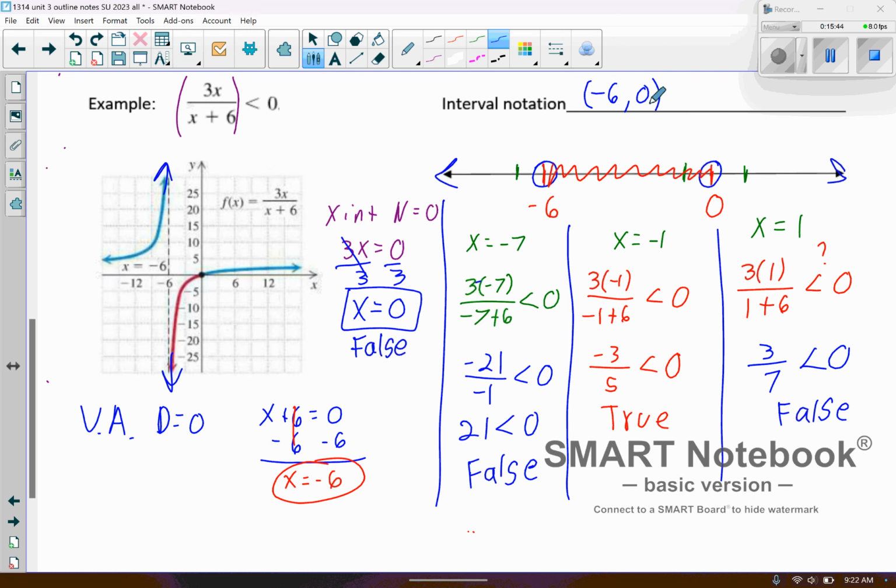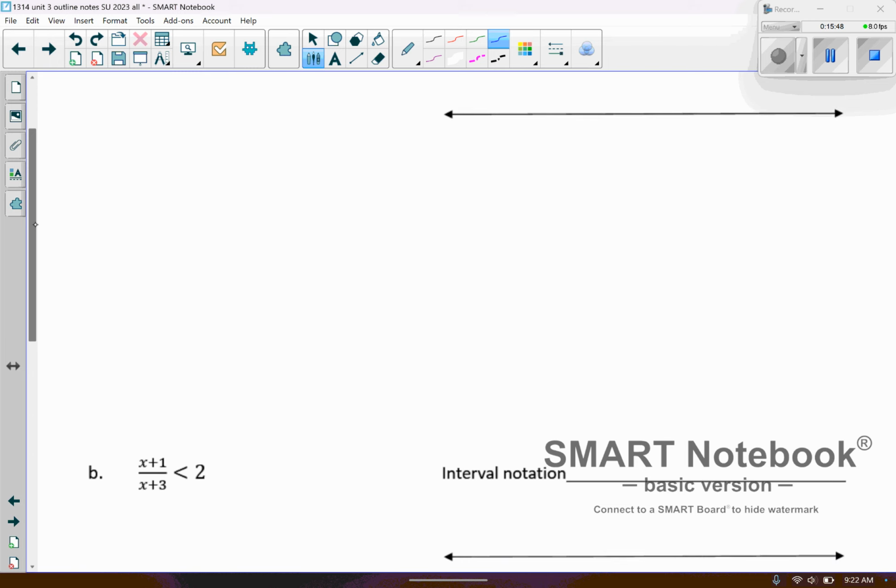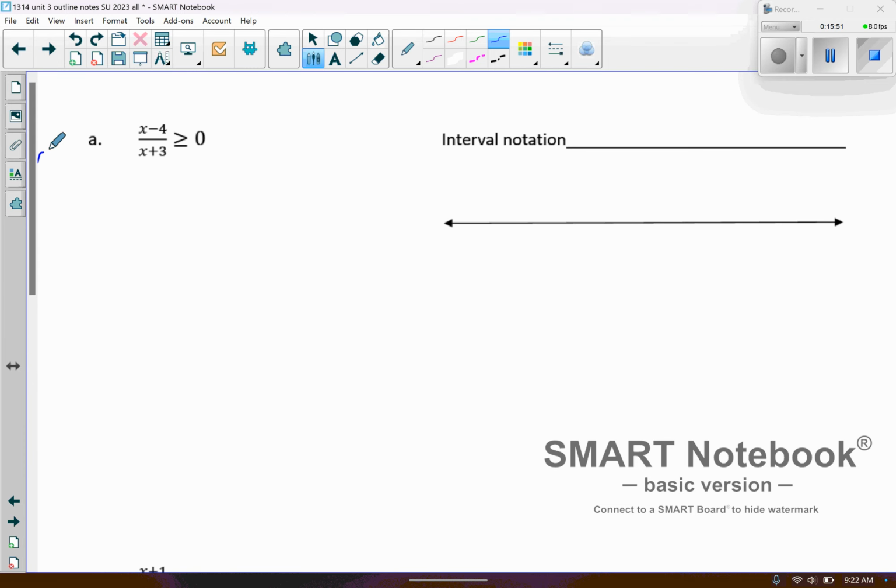All right, one slide left. Here we are, and I've only got 2 of them. Okay, here we are. So this one, we're going to do the same thing we did on the last one.